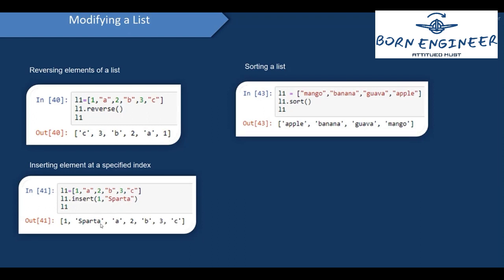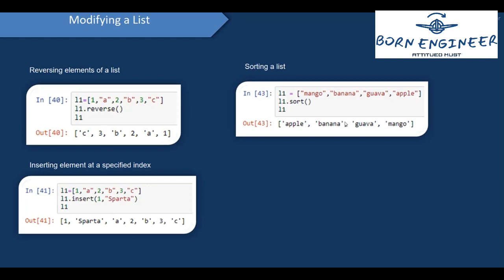So again, I'm printing it out. We see that we have inserted Sparta over here, and the rest of the elements, their index has been incremented by 1. So this was at index number 1. Now it has shifted to index number 2. This was at index number 2. This has shifted to index number 3. This is what happens when you insert an element at a specified index.